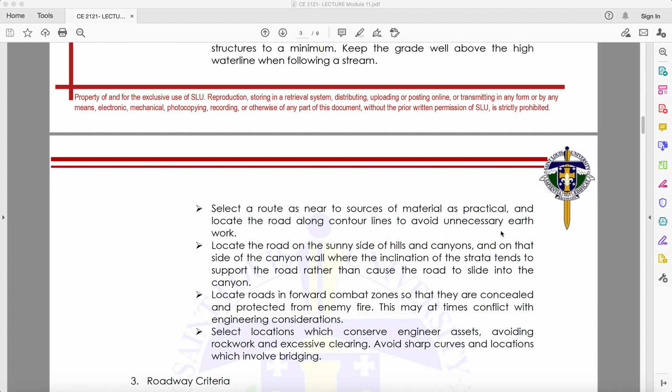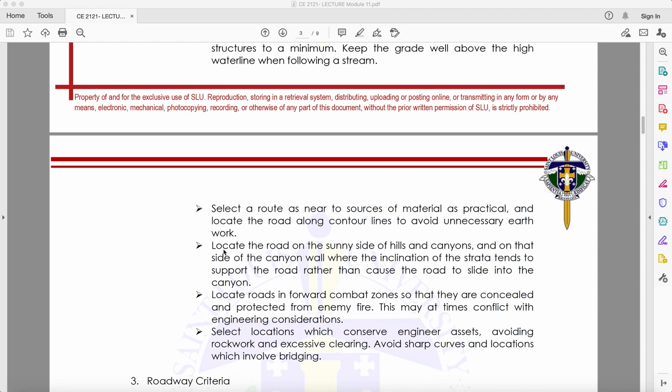And that is to avoid unnecessary earthwork along contour lines. Take note, every work in the construction is equivalent to money. So as much as possible, if we can reduce the work, then we reduce our costing.